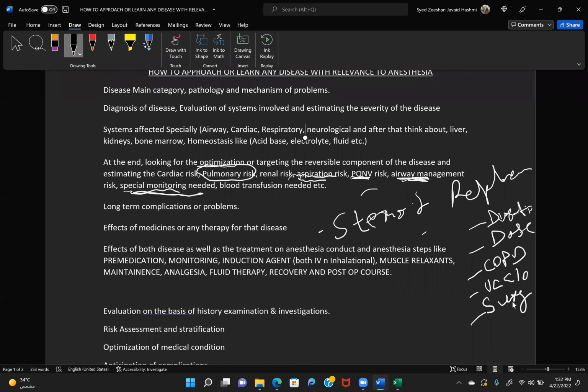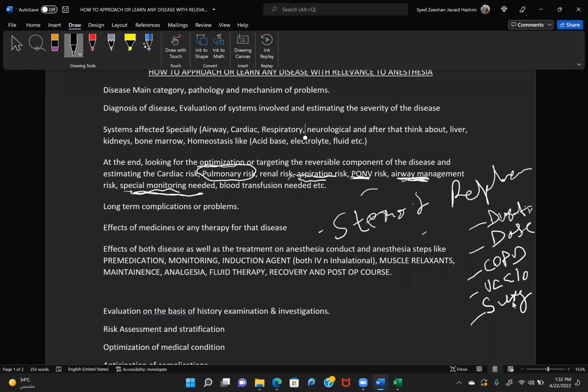So there is risk of aspiration because of bulbar weakness. PONV risk will be there. These risks, we are covering at the moment one aspect. We will go to the surgical aspect and then I will tell you how to tune according to the surgery. So now we are just concluding here.